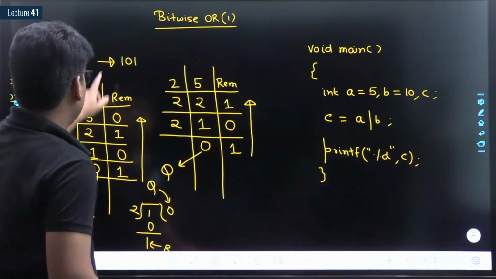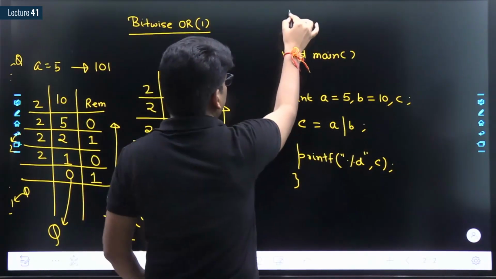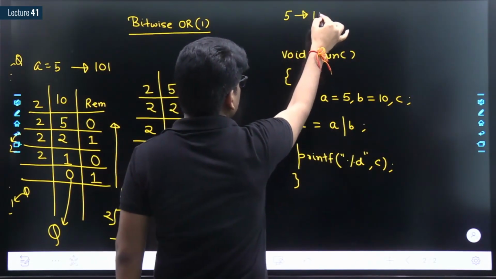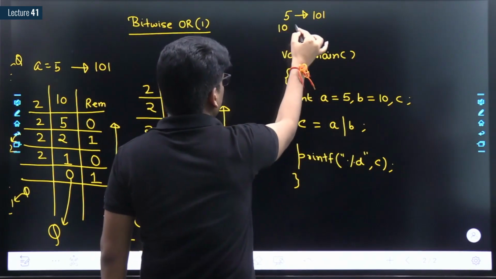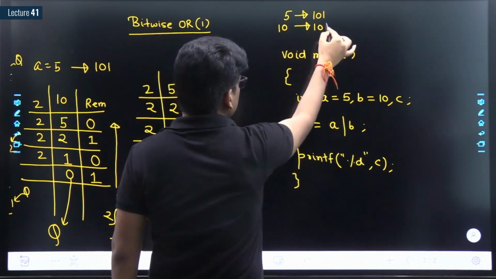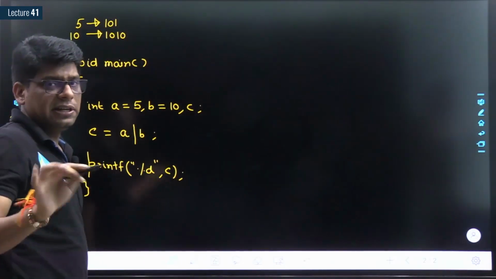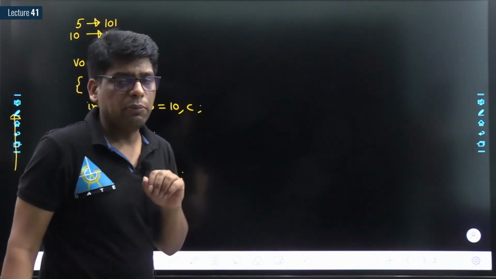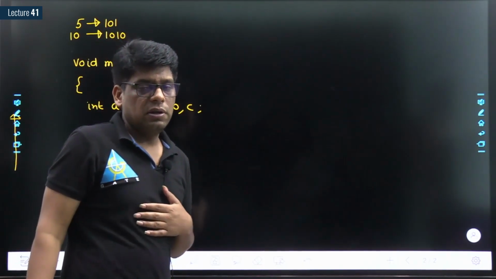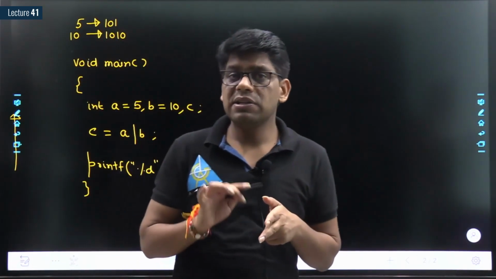Try to understand. For 5, we get the binary equivalent as 101. For 10, we get the binary equivalent as 1010. Let us assume an integer takes 2 bytes in memory. What is the meaning of 2 bytes? The meaning of 2 bytes is nothing but 16 bits.